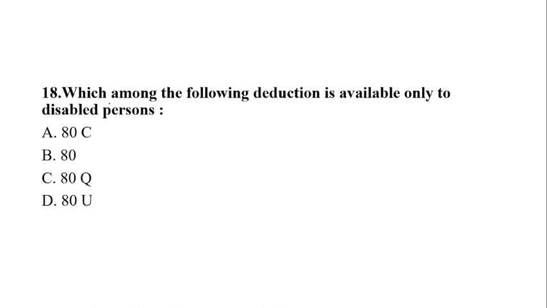Next one, which among the following deductions is available only to the disabled person? Other than disabled person, we also say assessee. So which among the following deductions is available only to the disabled assessee? What will be the answer? If you remember, section 80DD is for the dependent disabled.